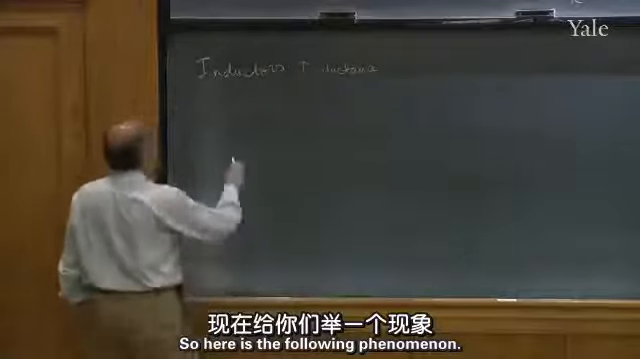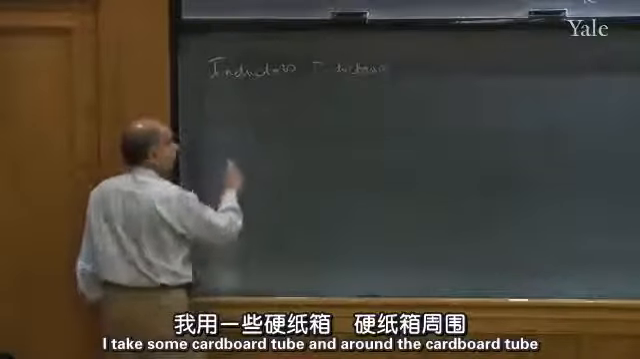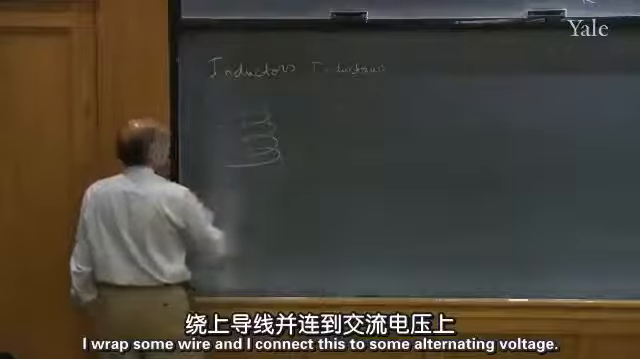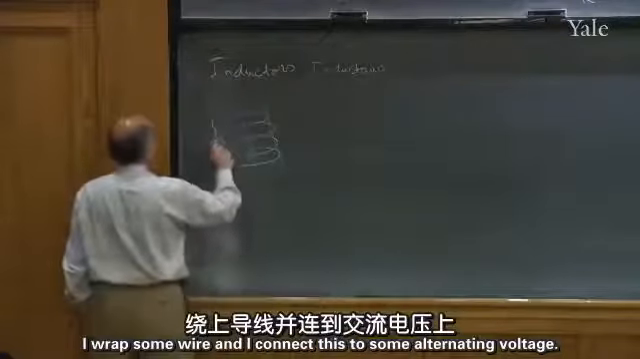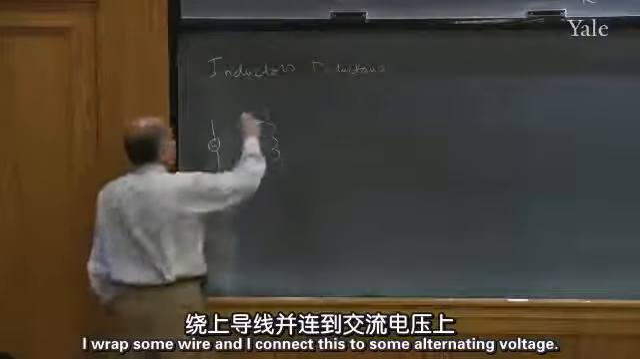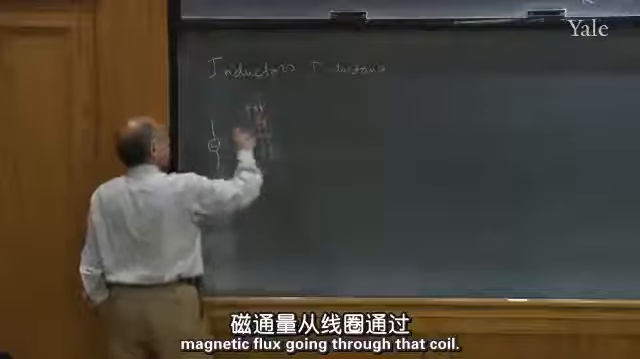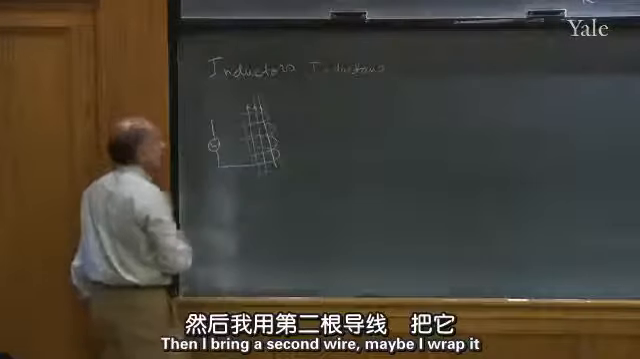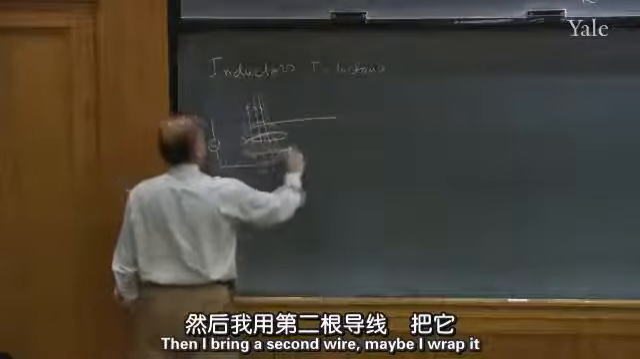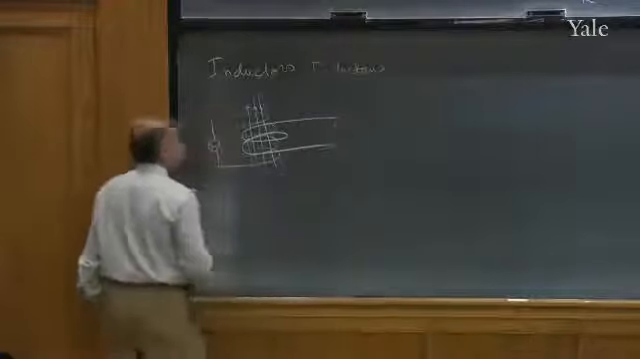So here is the following phenomenon. I take some cardboard tube, and around the cardboard tube I wrap some wire, and I connect this to some alternating voltage. That means there's going to be some magnetic flux going through that coil. Then I bring a second wire, maybe I wrap it around a couple of times or a few times, and I leave it here. That's it.